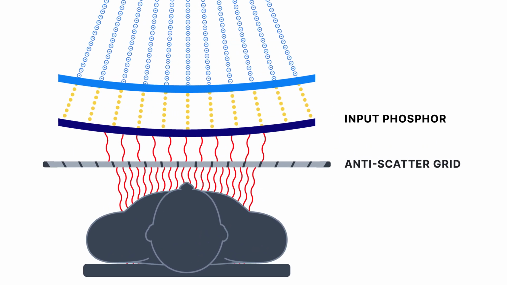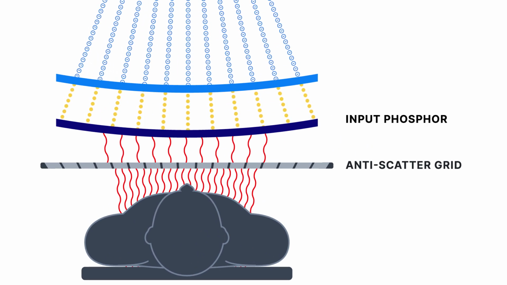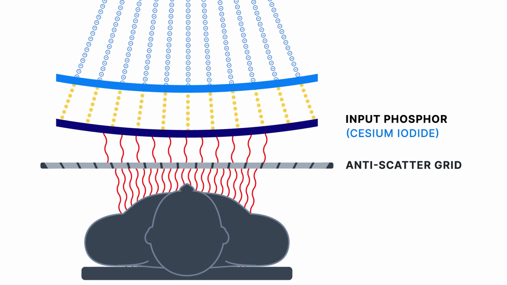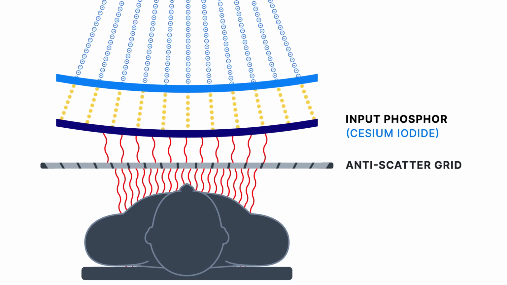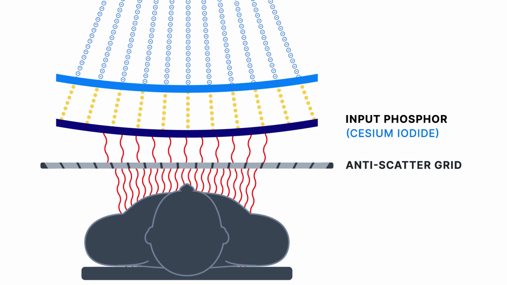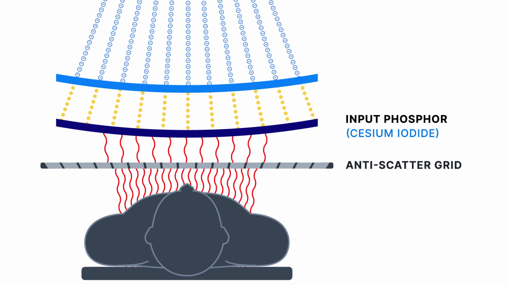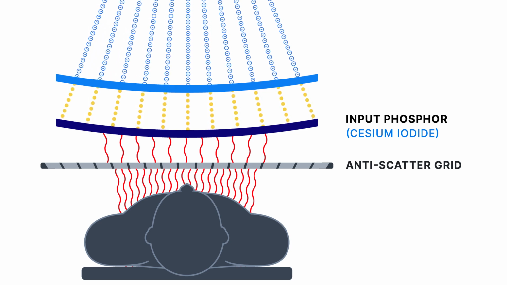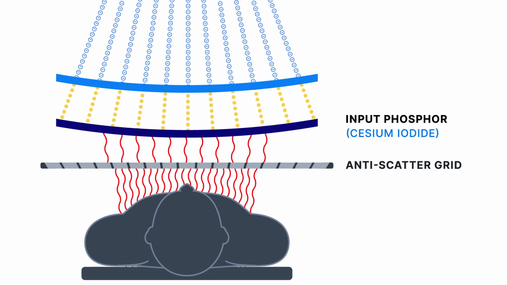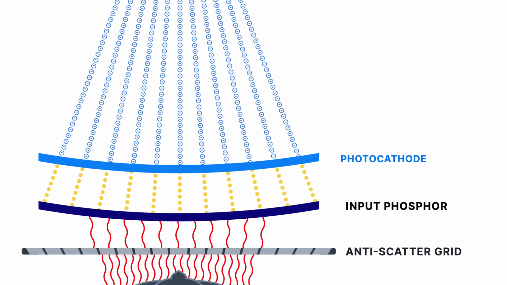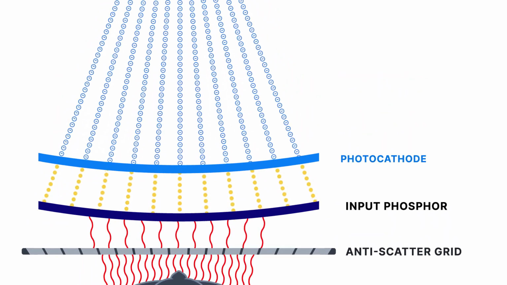Then, the incident X-rays strike the input phosphor, which is typically made of cesium iodide. Cesium iodide can convert a small number of X-rays into many more light photons. In fact, if one incident X-ray hits a cesium iodide input phosphor, that X-ray is converted into 1,000 light photons. Also, the tightly packed, needle-like shape of cesium iodide crystals directs the light in straight lines, preventing light dispersion and improving spatial resolution.